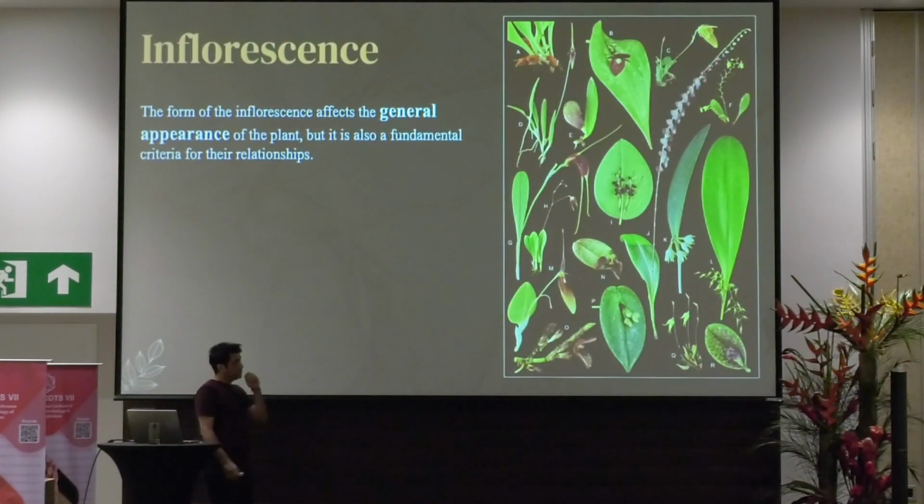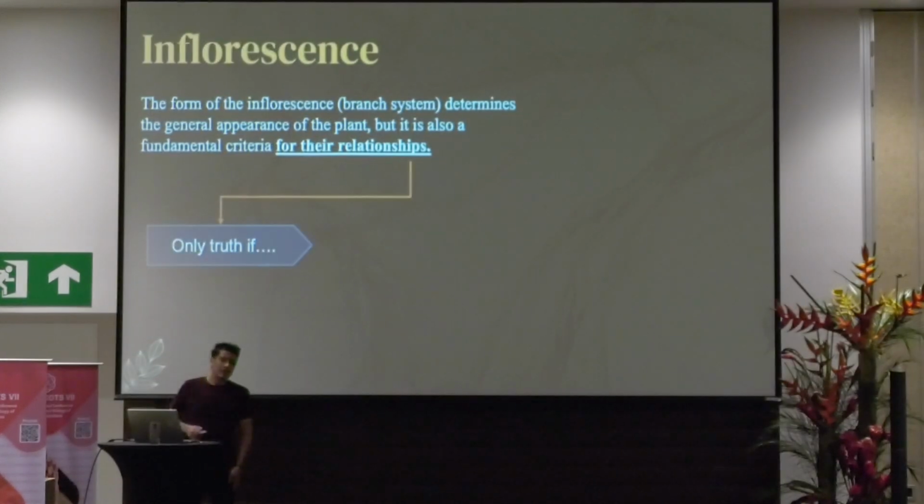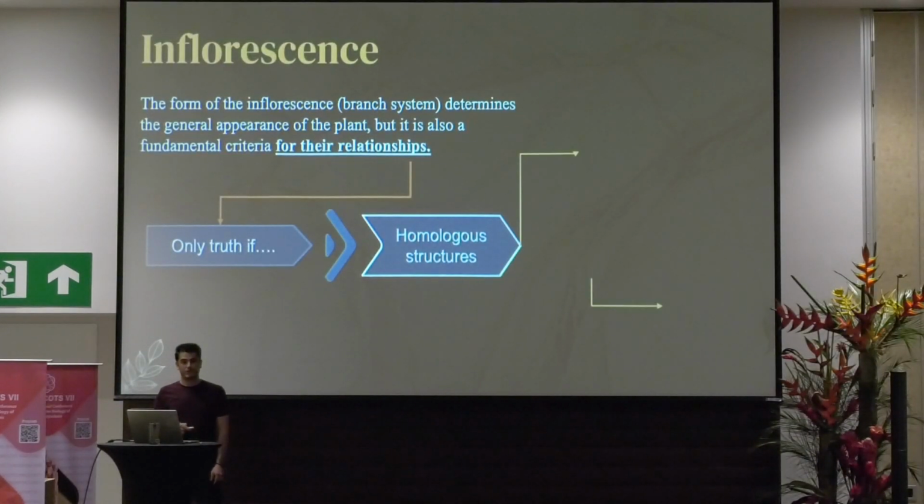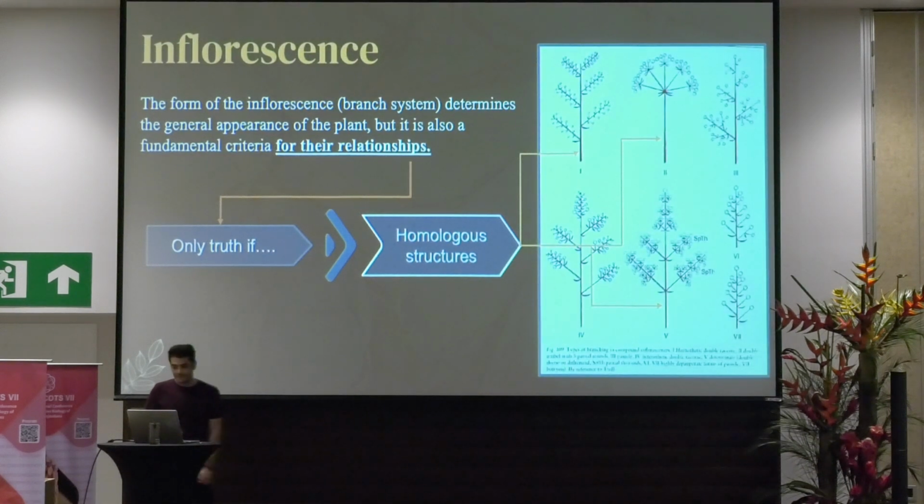It is true that the inflorescence, its morphology, its size, and the different aspects of the inflorescence affect the general appearance of the plants. But it is also a fundamental criterion for establishing relationships between plants. However, it is only true if we are comparing homologous structures. As you can see here, it is extremely relevant when comparing taxa, because superficial appearances may not result from homologous typologies.